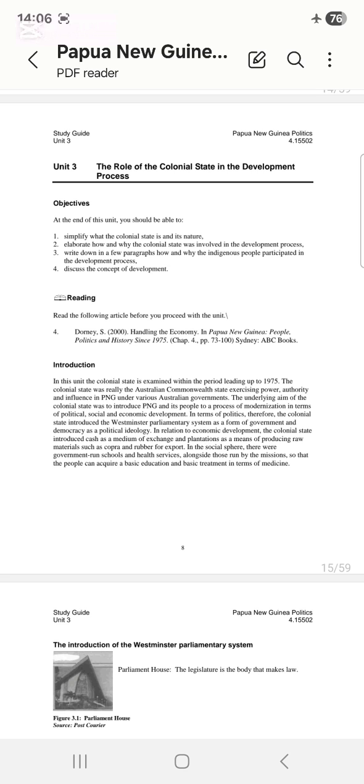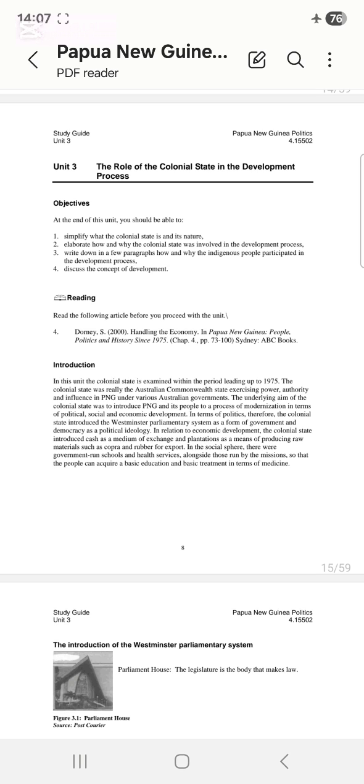Thirdly, write down a few paragraphs how and why indigenous people. You can leave out the third objective here. All right, the third objective is an activity rather than an objective. And finally, discuss the concept of development. So basically, in unit 3, the role of colonial state, we are trying to understand the colonial state's involvement in the development of the territories.